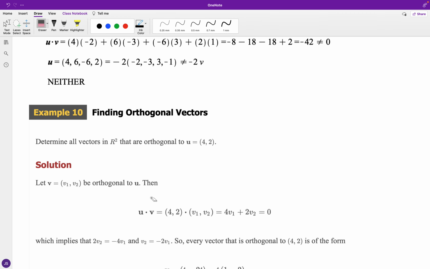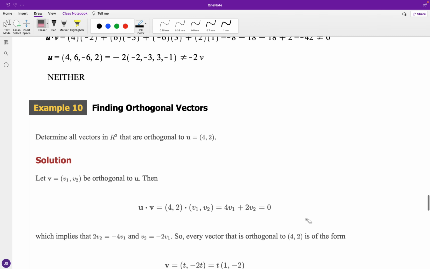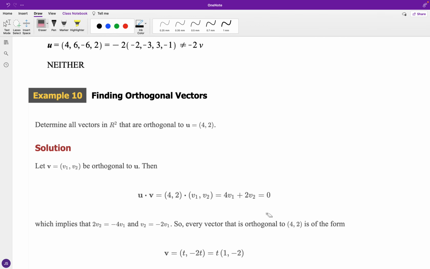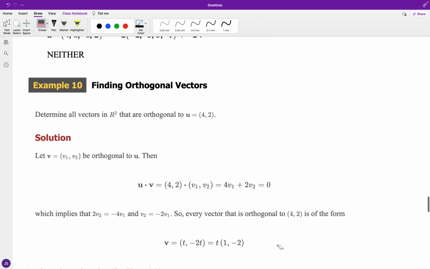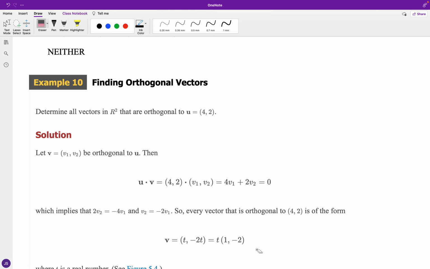And so for u at (4, 2), for the dot product we have 4v1 plus 2v2 is equal to 0, which implies that if we write v2 in terms of v1, we got 2v2 is equal to -4v1, and simplifying, v2 is equal to -2v1. So every vector that is orthogonal to (4, 2) is going to be of the form where if we have v1 equal to t, we're going to have v2 equal to -2t.